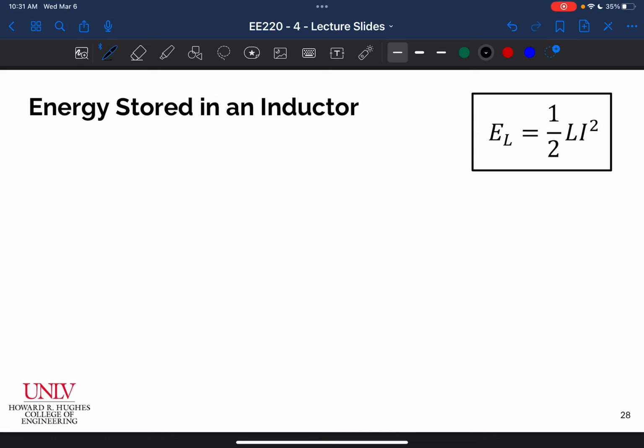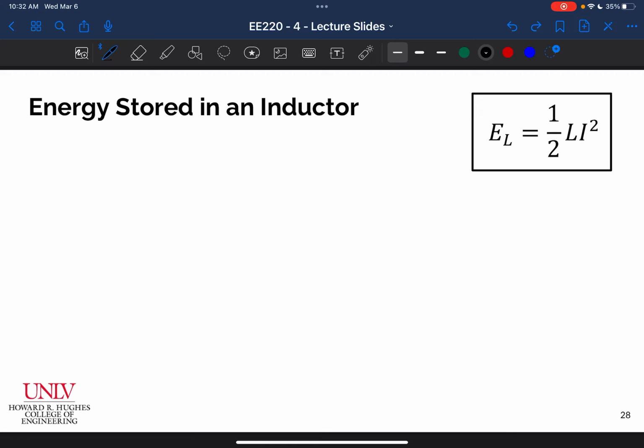All right, so we're going to look at the energy stored in an inductor, and similarly to what I did for the energy stored in a capacitor, I'm going to go ahead and derive this equation here, which basically tells us that the energy stored in an inductor is equal to 1/2 multiplied by the inductance multiplied by the current flowing through the inductor squared.